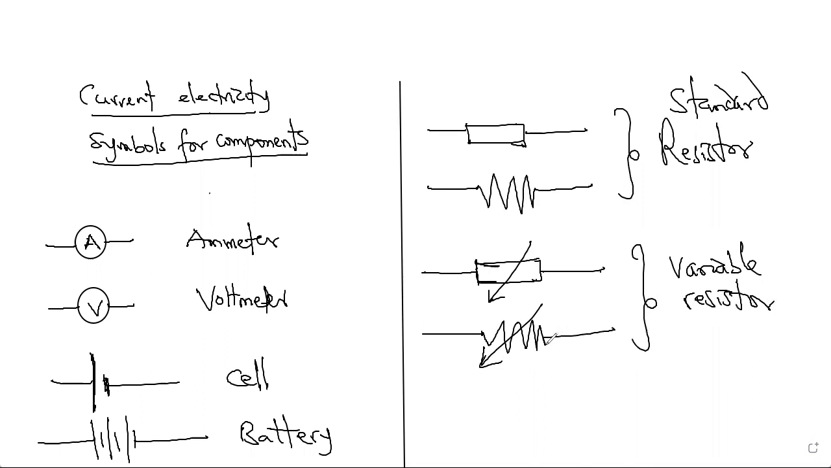You can also have this: a circle with an arrow inside it. It could be pointing down or in any direction; it doesn't matter. It's called a galvanometer. It's used to detect very small amounts of current. We'll learn more about that later on.